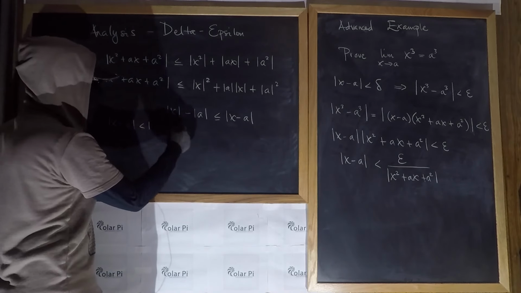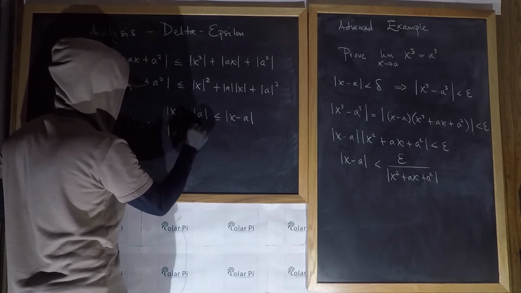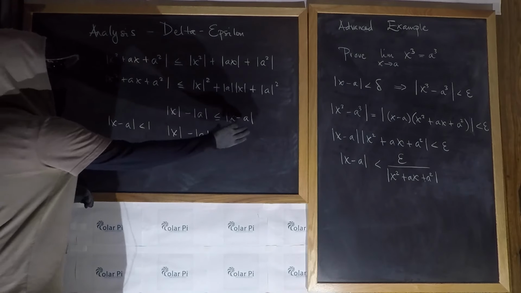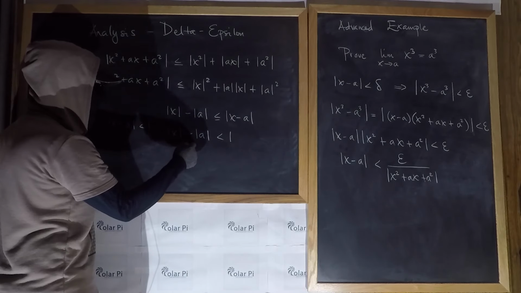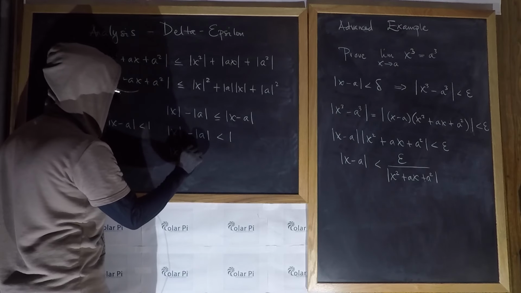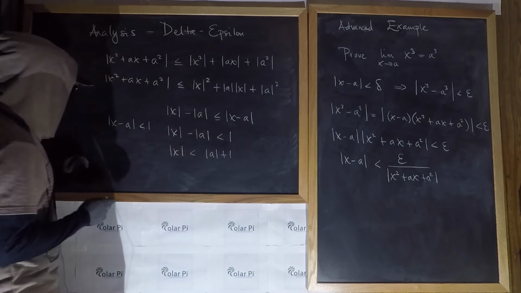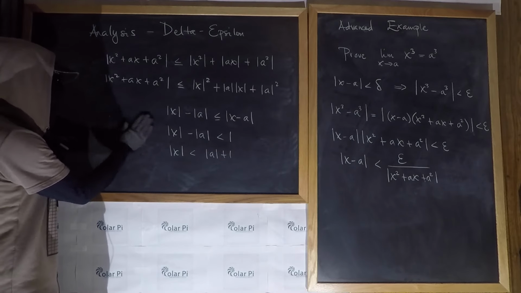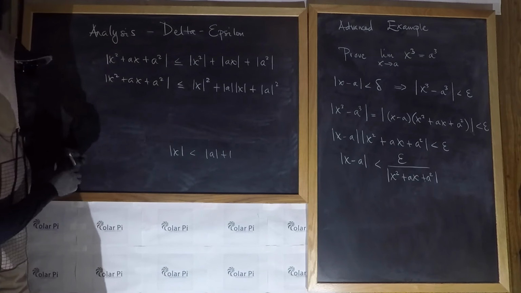Then this statement can be written as the absolute value of x minus the absolute value of a is less than 1, because the absolute value of x minus a is less than 1. Next, adding the absolute value of a to both sides of this last inequality, we can write that the absolute value of x is less than the absolute value of a plus 1. Remember, we've put a cap on the absolute value of x minus a. It's less than 1. These are transitional statements, and I need the space, so let me erase.